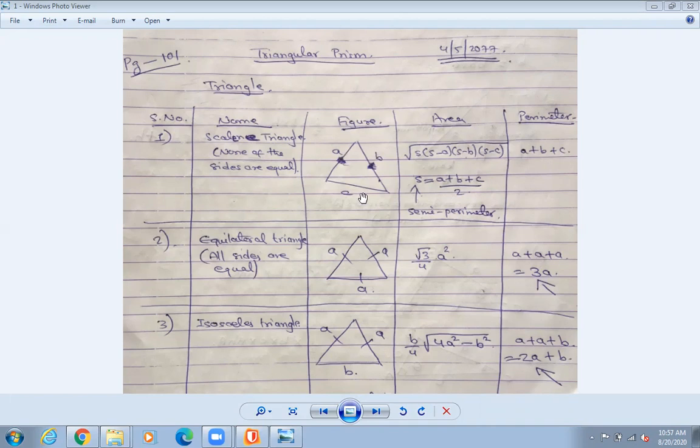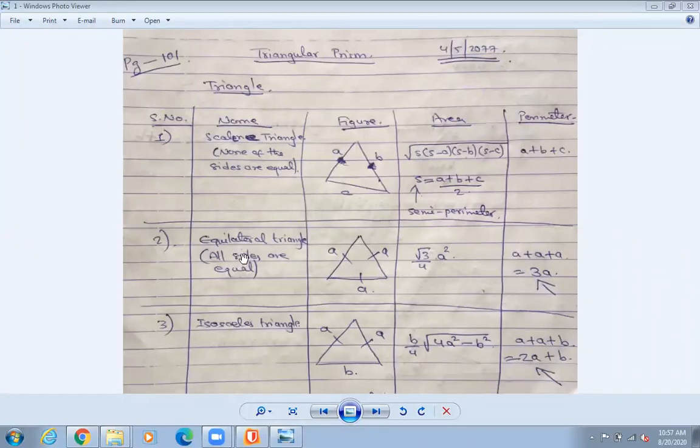So the scalene triangle formula is root under S, S minus A, S minus B, S minus C. And the value of S will be A plus B plus C divided by 2. So this is going to be a formula. What is S? Semi perimeter. Okay, let us go for the equilateral triangle.